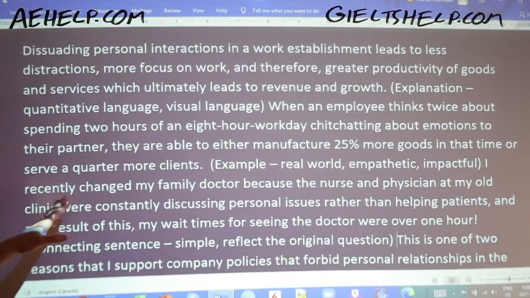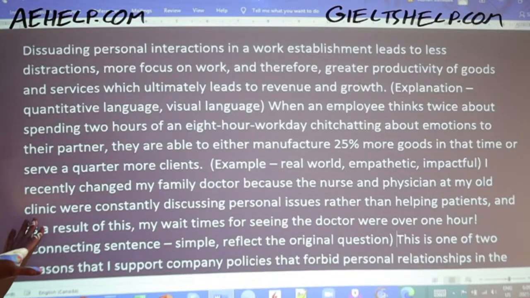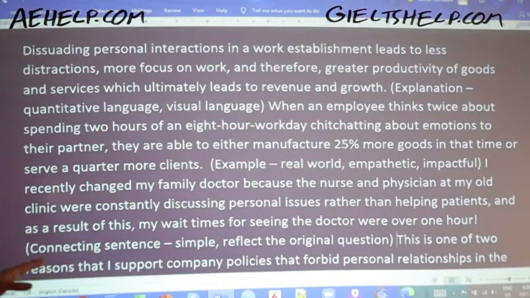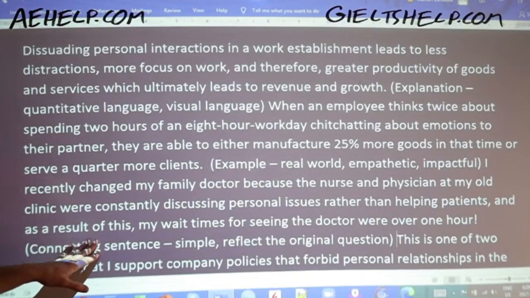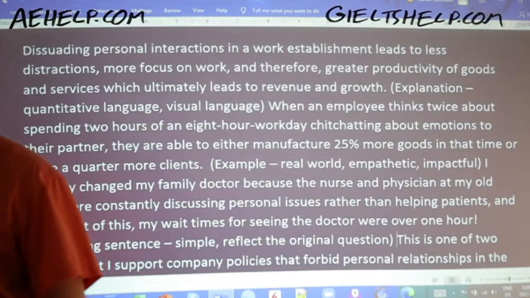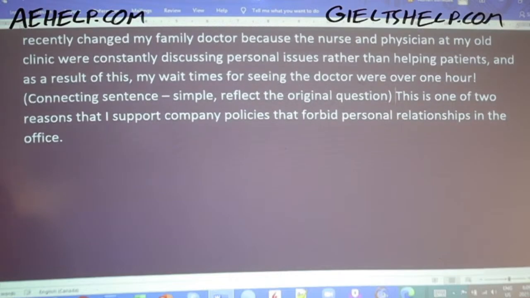I recently changed my family doctor because the nurse and physician at my old clinic were constantly discussing personal issues rather than helping patients, and as a result of this, my wait times for seeing the doctor were over an hour. This is one of two reasons that I support company policies that forbid personal relationships in the office.